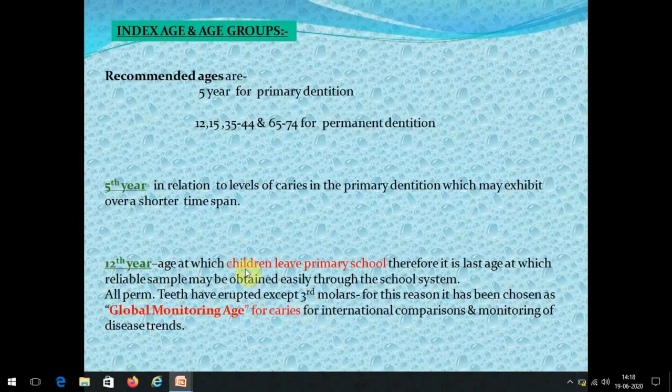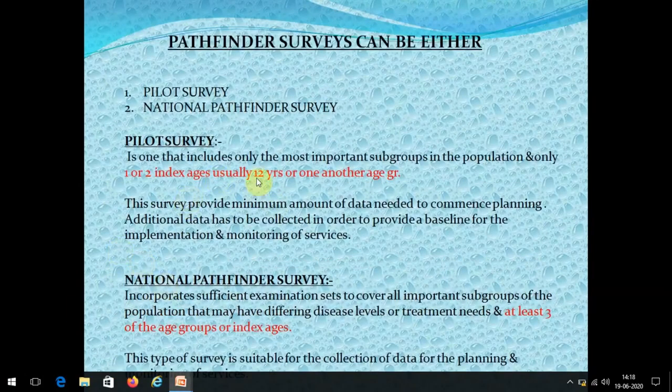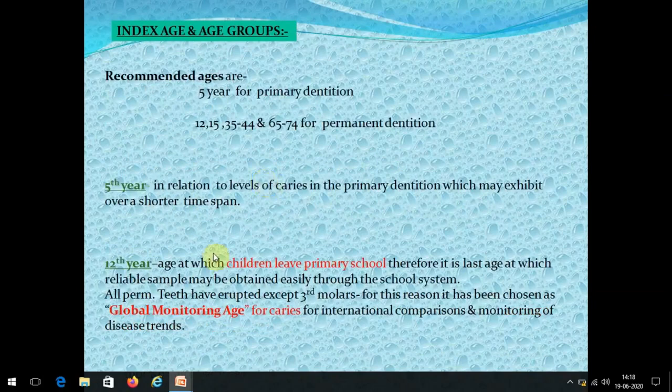It is the age when children leave primary school, so it is the last age at which a reliable sample may be obtained through the school system, because once they are out of school it is very difficult to collect data. So the 12th year is very important. That is why in a pilot study we include 1 or 2 index age groups, and one among them should be 12. By 12 years most of the teeth must have erupted except the third molars, and this is known as the global monitoring age for caries for international comparison and monitoring of disease trends.